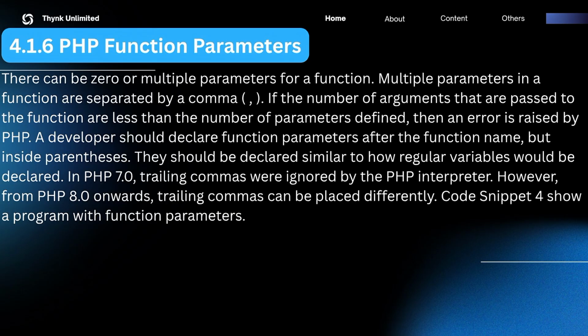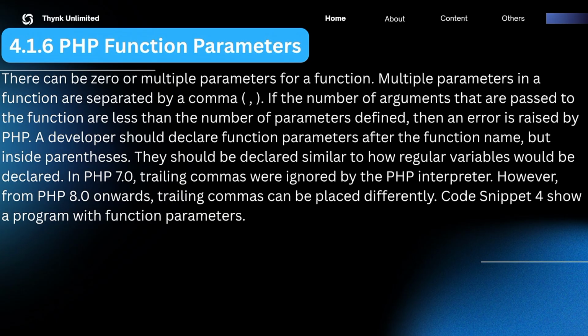Now trailing commas are permitted, making it easier for developers to format their code, especially when defining functions with many parameters or when organizing code across multiple lines. This small but powerful update in PHP 8.0 improved code readability and reduced the chances of syntax errors when editing long parameter lists. It also helps maintain cleaner version control, since adding or removing parameters no longer requires adjusting commas manually.